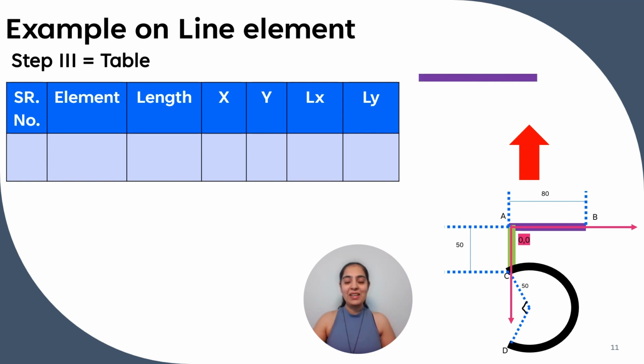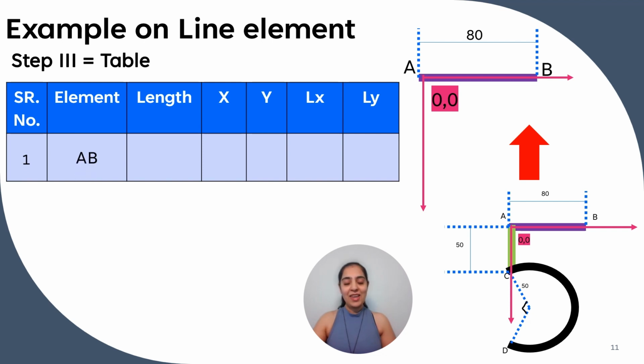So this is element AB with all its dimensions and its location. Yes. Now element 1, its designation is AB, its length is 80. Now we want X. What is X? X is the CG of element AB, the X coordinate of CG of element AB.